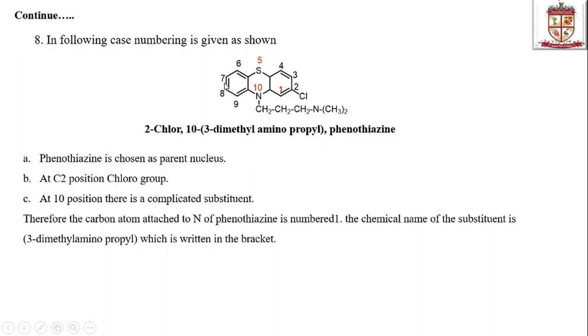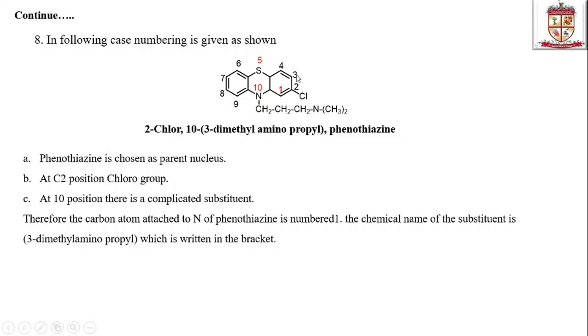Whenever numbering is given to a heterocyclic ring, the student should follow these steps. This is the structure of 2-chloro-10-(3-dimethylaminopropyl) phenothiazine. First you should look for which is the parent compound. Here phenothiazine is the parent compound. 1, 2, 3, 4, 5, 6, 7, 8, 9.